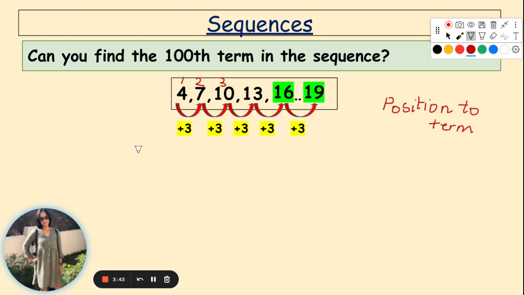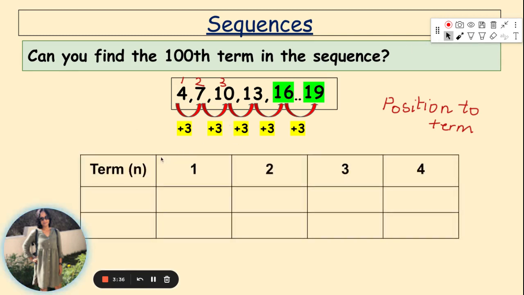A very easy way to go about it is to make a small table. Your table will help you convert your sequence into a little organized way. So this is a table I've drawn. These are my terms, and I'm going to fill in the table now. My term 1 is 4, term 2 is 7, term 3 is 10, term 4 is 13.